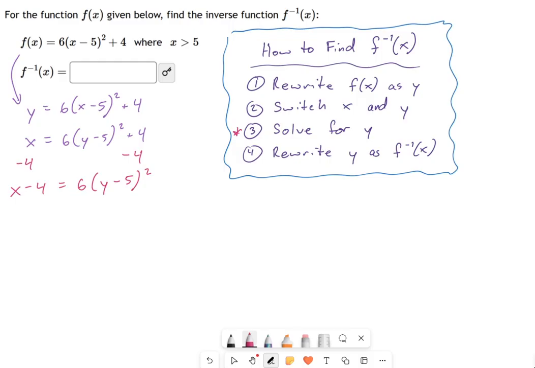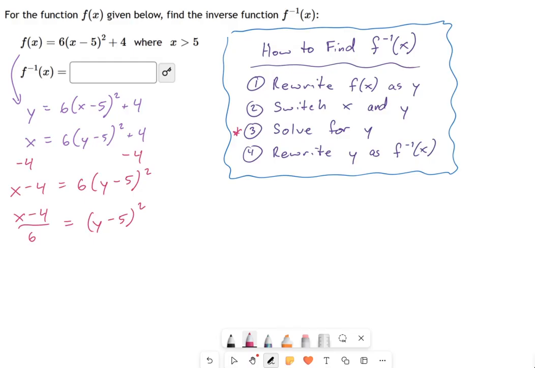Well, what's the next thing stopping y from being by itself? You work from the outside in. I need to divide by that 6. So after I divide by 6, I get the following. x minus 4 divided by 6 equals (y minus 5) squared.